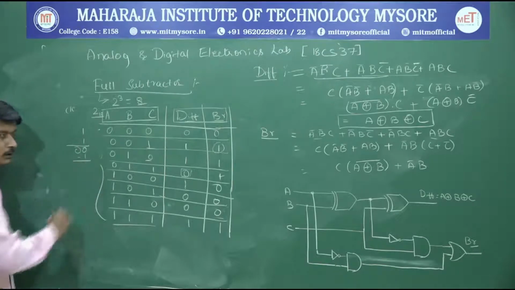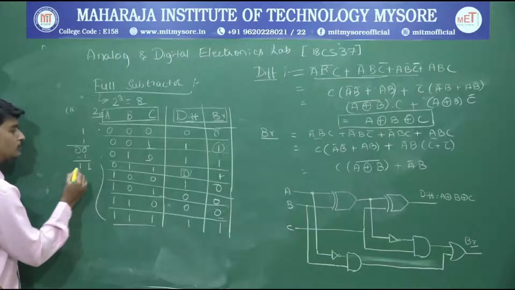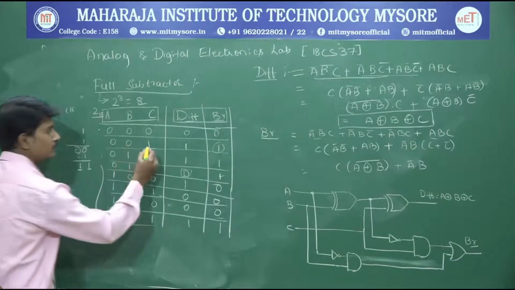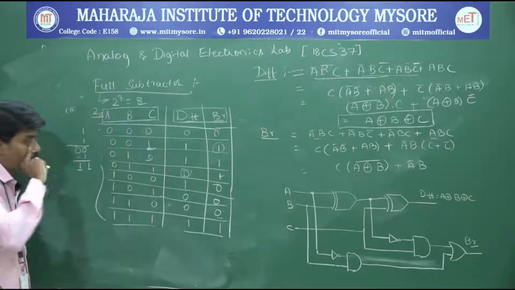Again if we subtract that with a 1, we end up with a 1 1, that is difference 1 and borrow 1, as we explained over here. So again the result will be 0 and 1.